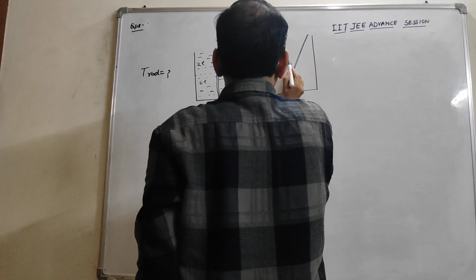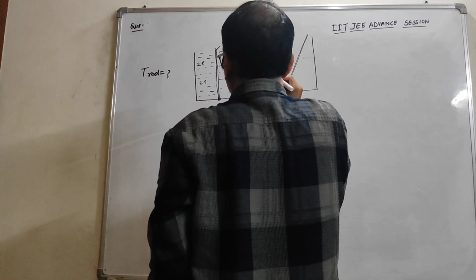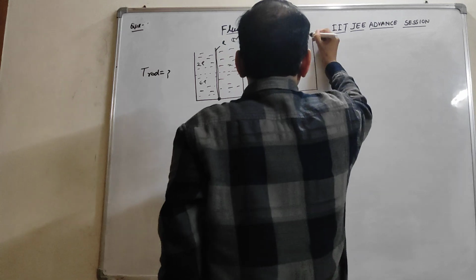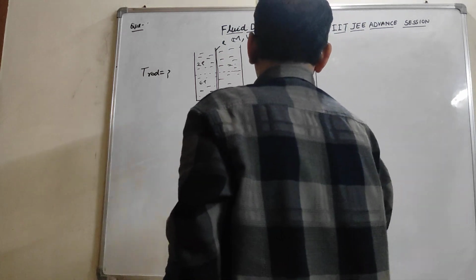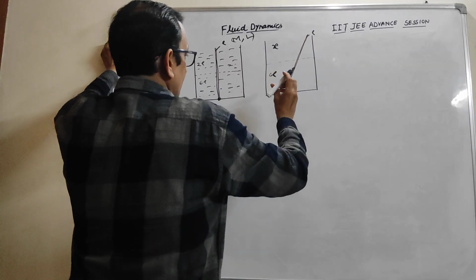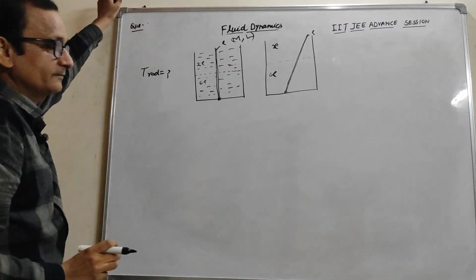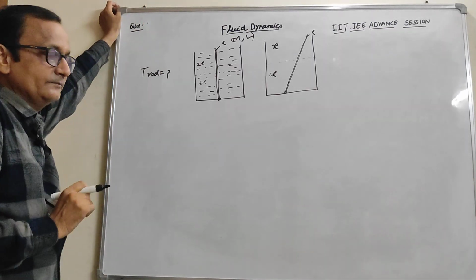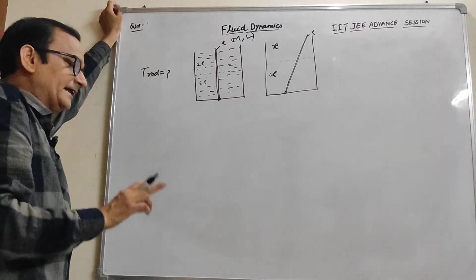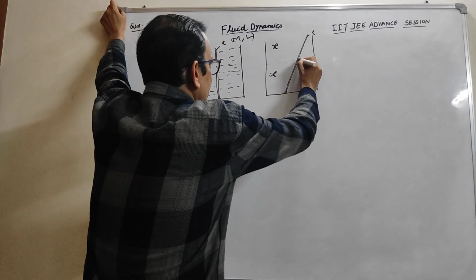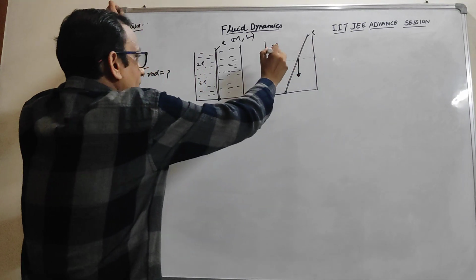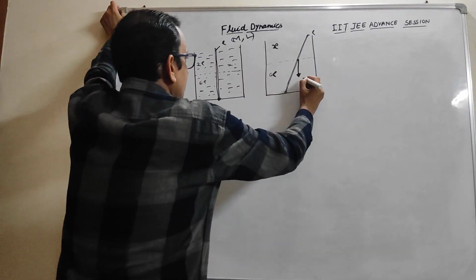So these are the two different layers of the liquid. This is 6 rho, this is 2 rho, and this is also rho. So this is the height L by 2, and this is height L by 2. Two forces are actually acting here. One is the gravitational force acting at the center of mass of the rod. This is mg.